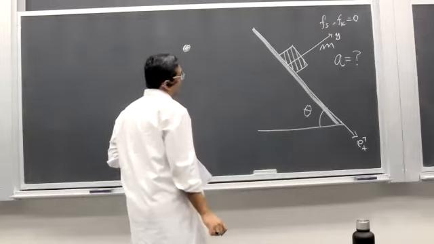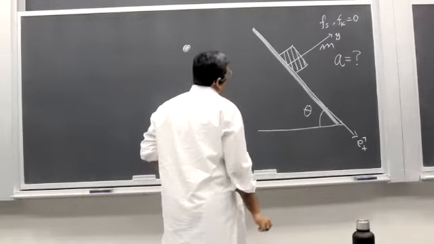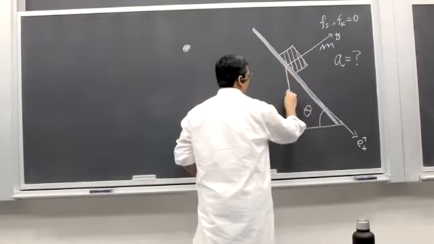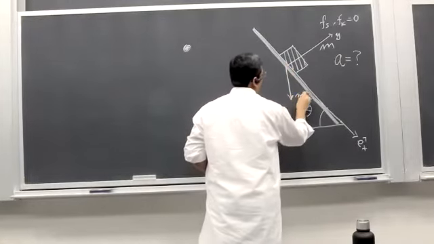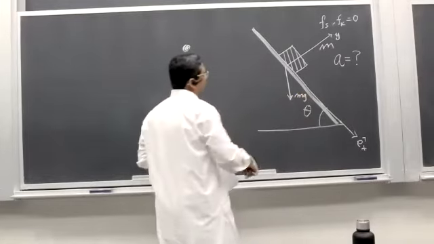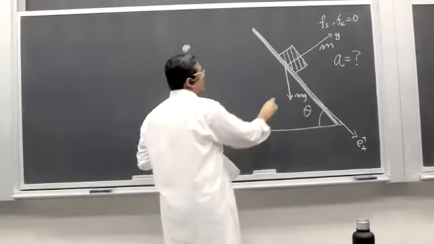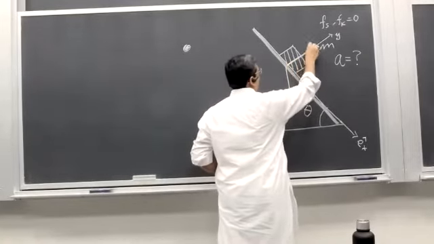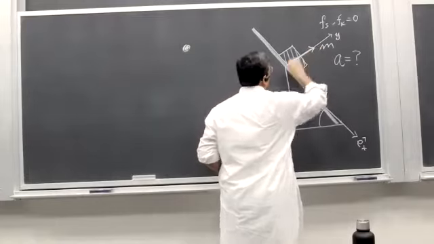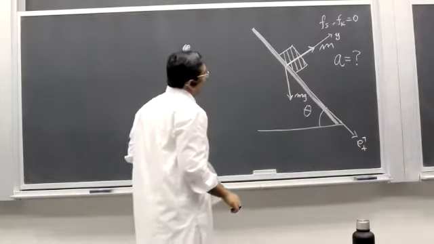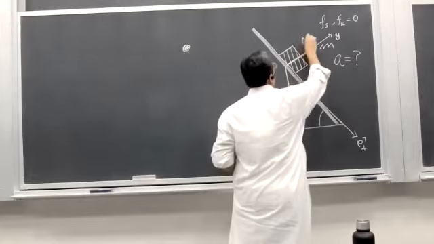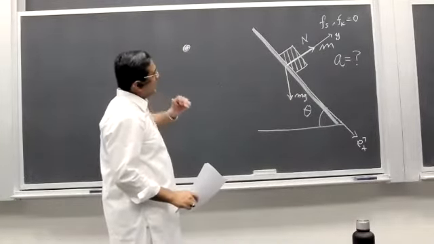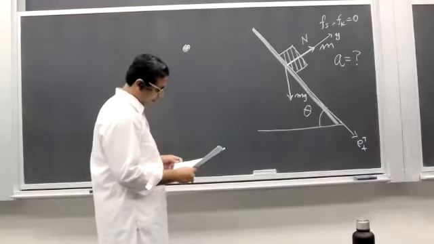All right. Now we try to list all the forces. So there is the weight of the object acting downwards. There is normal force acting along normal to the surface of the inclined plane along y-axis. And if you ignore friction, there is no other force that is acting on this object.